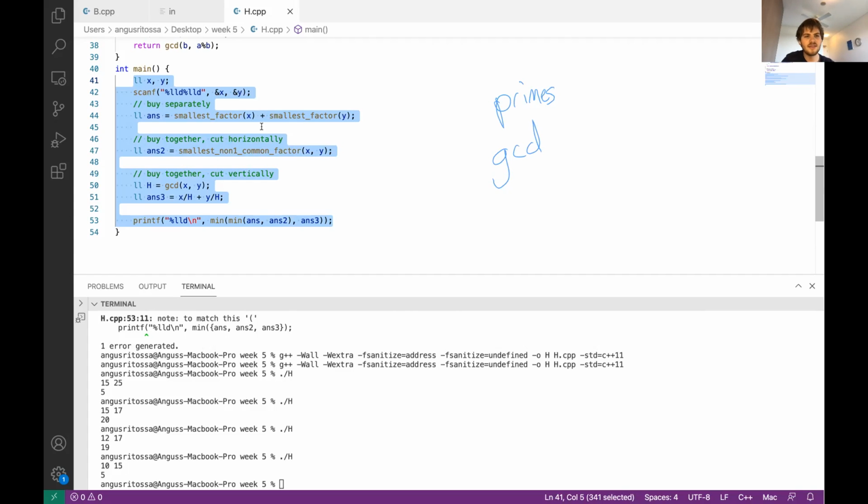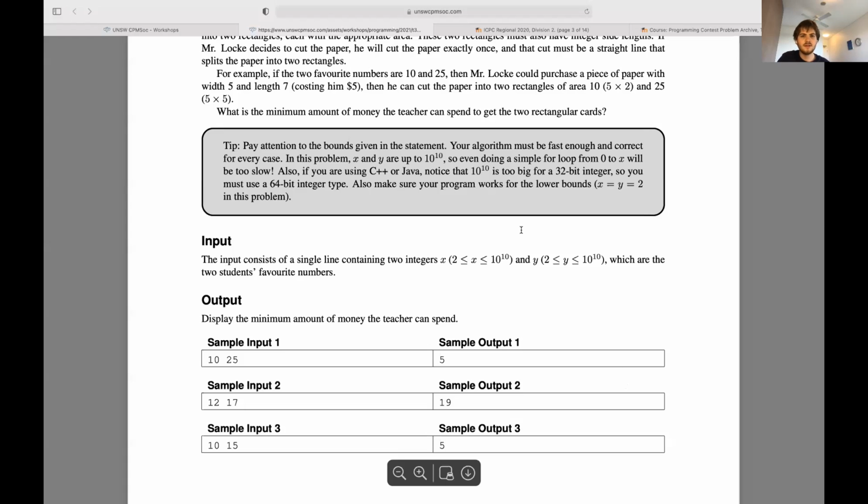But yes, that is this problem complete. I'll hand over to Isaiah and I'll share my screen again with the problems. Yeah, I can look at problem K.